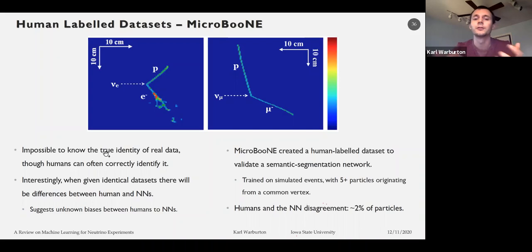Obviously you can do this in both data and Monte Carlo. In data you can't know the true state of the interaction, but you can compare them to get a good guess. In simulation, you have the truth that you can go back to. So very interestingly, it was found that humans and the neural network disagreed for about 2% of the interactions, as well as 2% of the particles when they eventually trained a network that tried to identify the individual particles. So a proton or a muon in this case.